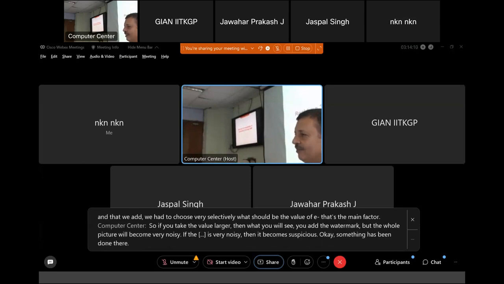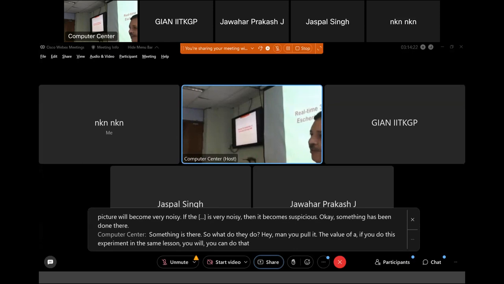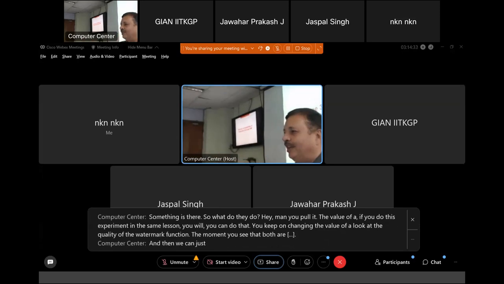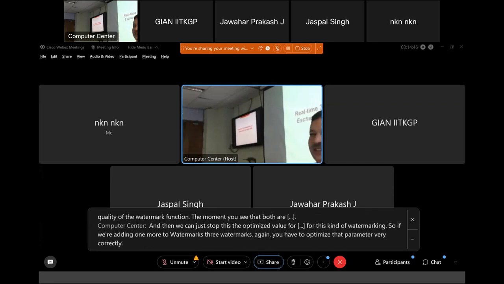So they manipulate the value of a. If you do this experiment in simulation, you keep on changing the value of a and look at the quality of the watermarked function. The moment you see that both are the same, then we can stop. This is the optimized value of a for this kind of watermarking. If you are adding two or three watermarks, again you have to optimize that parameter very correctly. Otherwise, somebody will guess something is there.